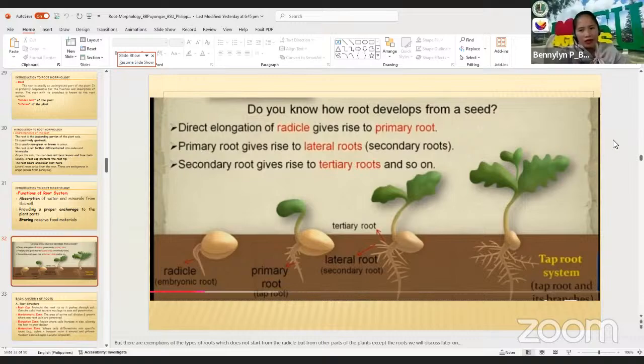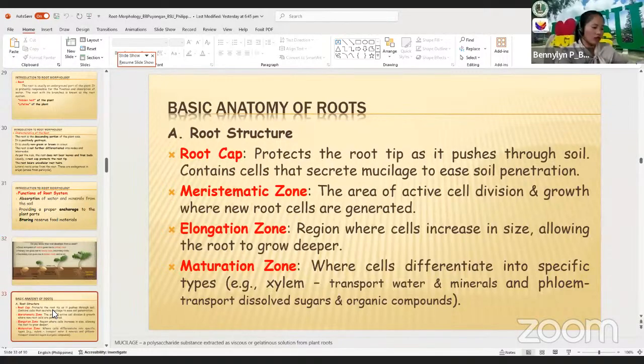But some types of roots, which were mentioned in your pretest, do not generally develop from the radicle or the root part, but develop from the branches, the stems, and the leaves. So we will discuss those, the adventitious roots, later on in the types of roots. Okay, so that is the introduction to root morphology as lesson 1. Next, the basic anatomy of roots.